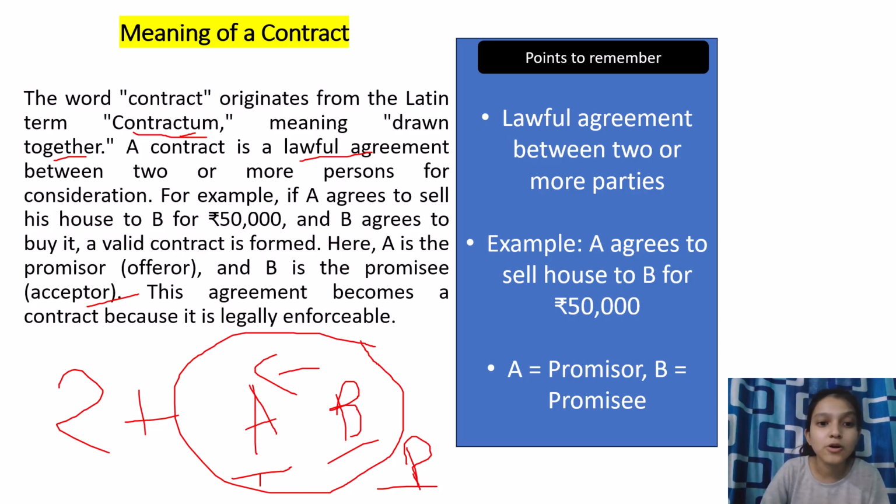This agreement becomes a contract because it is legally enforceable, because buying and selling a house is a legally enforceable contract. Therefore, it makes a valid contract. A legal agreement between two or more parties: this is the very definition of what a contract is. Example: A agrees to sell a house to B for 50,000. There is a promisor, there is a promisee, so it makes a valid contract. A promises, B promises. So after this, what makes these two persons? A becomes promisor, B becomes promisee.